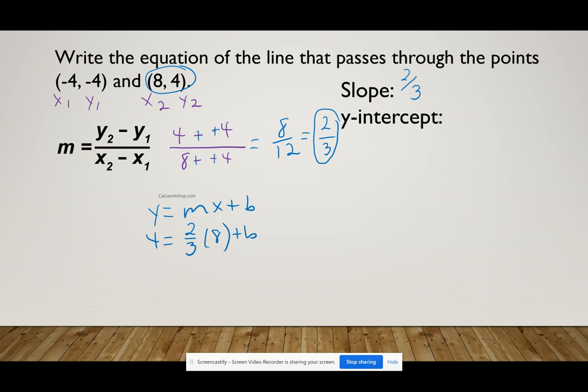Or you can do 8 times 2 divided by 3. Either way, this is going to give us a decimal for this one. Let me see, 2/3 times 8. Yeah, we get 5.3 repeating. So let's go ahead and keep that as a decimal.